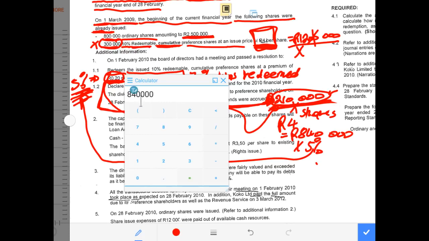Therefore, 840,000 times 5 divided by 100, then the premium would have been 42,000. Similarly, if it's 20 cents, 0.20 times 210,000, we still get to the same amount, 42,000 rands in terms of the premium, if 70% of the preference shares were redeemed.